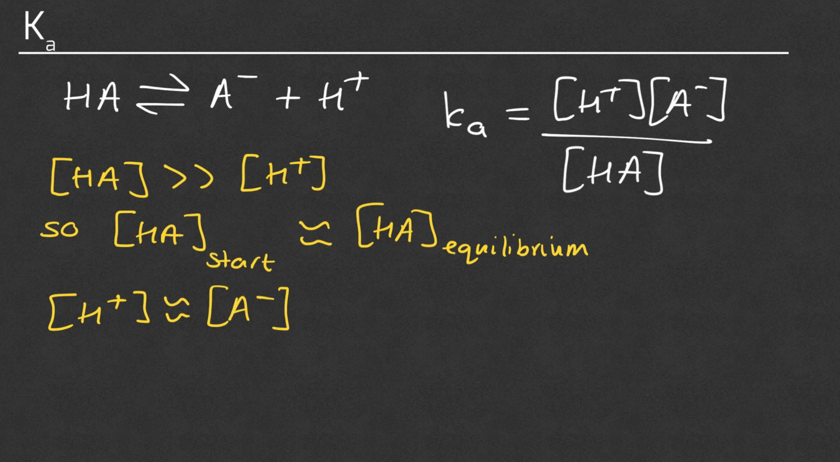Now, since all of the H+ in our sample comes from the acid, so it comes from the HA, we can assume that the concentrations of the H+ and the A- are the same. So we're not getting the H+ from any other source other than the acid. So again, it's another assumption we can make.